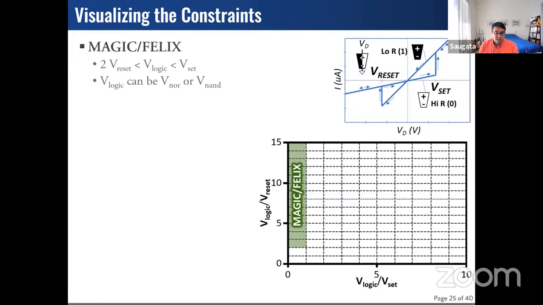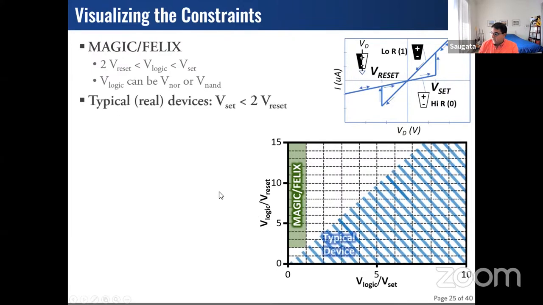On the x-axis, I'm showing one of the 2 ratios. On the y-axis, I'm showing the other ratio. MAGIC has this constraint that's shown up here. If I visualize that, we see that MAGIC and FELIX fall in this upper left-hand corner of this graph. The question is, can devices that we can build today actually have ratios for set and reset that fall within this boundary? Unfortunately, it turns out that that's not the case. In real voltages today, typically the set voltage has to be less than half of the reset voltage. So while MAGIC is a cute idea that maybe we can do with nanofab devices, with your typical devices that you can fab in prototype commercial processes, it's not really going to work very well.